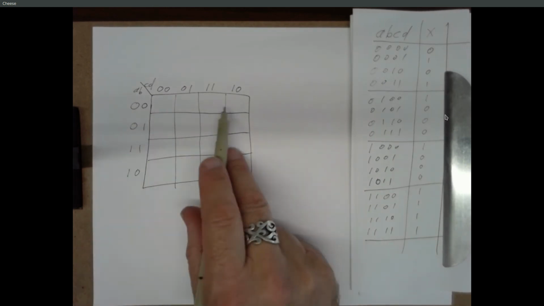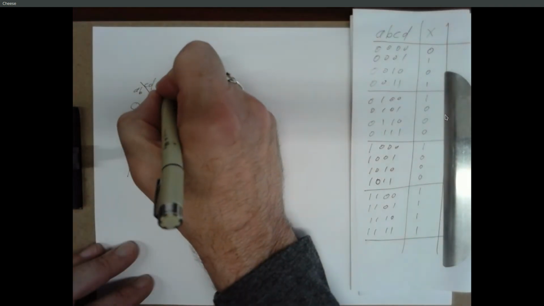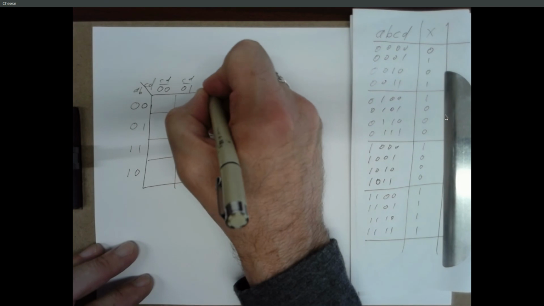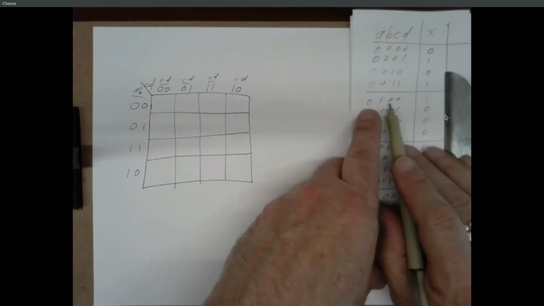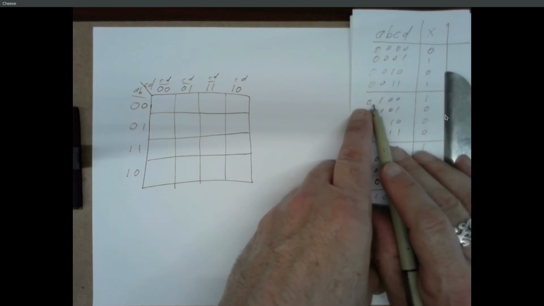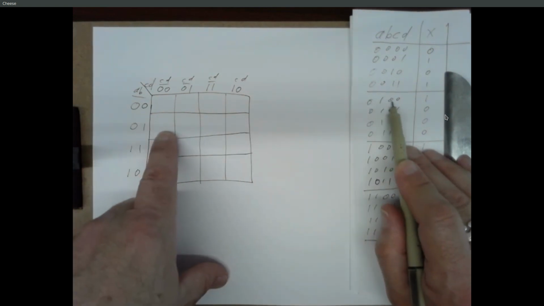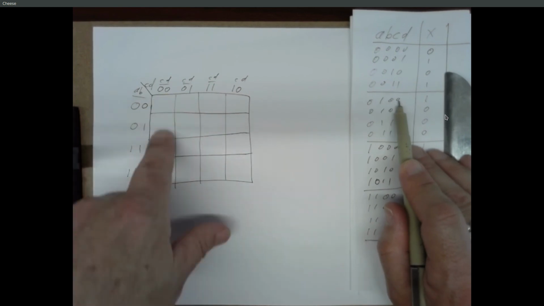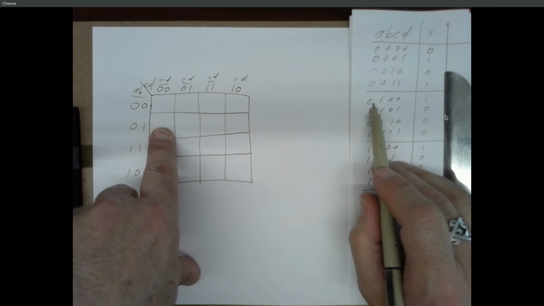All right, so each of these squares corresponds to one row of the truth table. Here's a way to think of this. These are values of C and D, and these are values of A and B. So, for example, this fifth row, 0, 1, 0, 0. A is a 0, B is a 1. That corresponds to this row. And C is a 0 and D is a 0. That corresponds to this column. So this fifth row corresponds to this box.